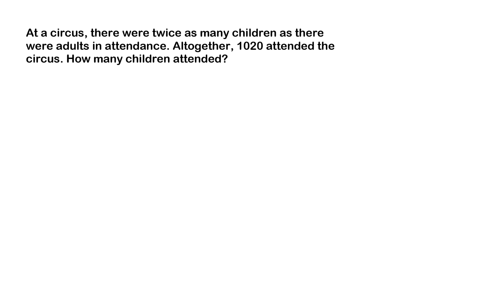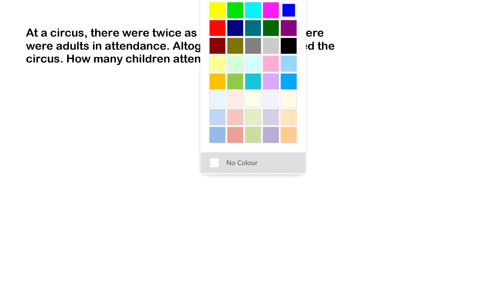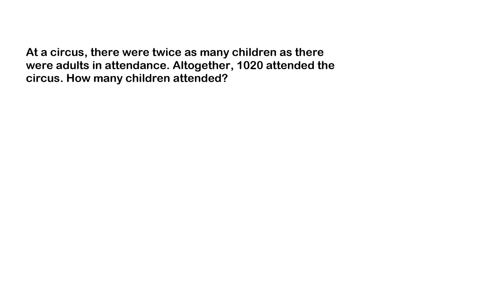So the first problem we're looking at is, at a circus, there were twice as many children as there were adults in attendance. Altogether, 1,020 attended the circus. How many children attended? The first thing I think is key to look at here, let's highlight some stuff, is we've got adults and we have children. So I know those are my variables.